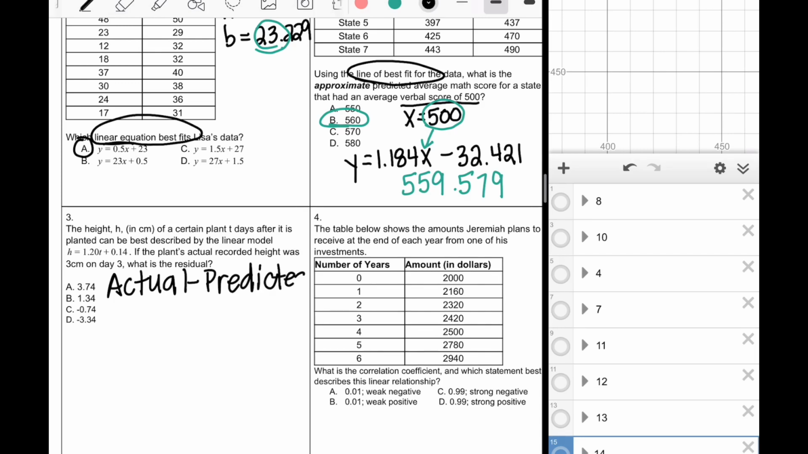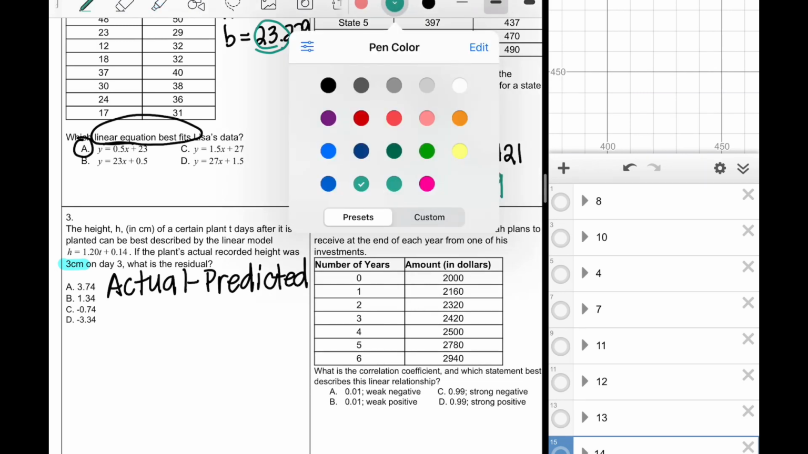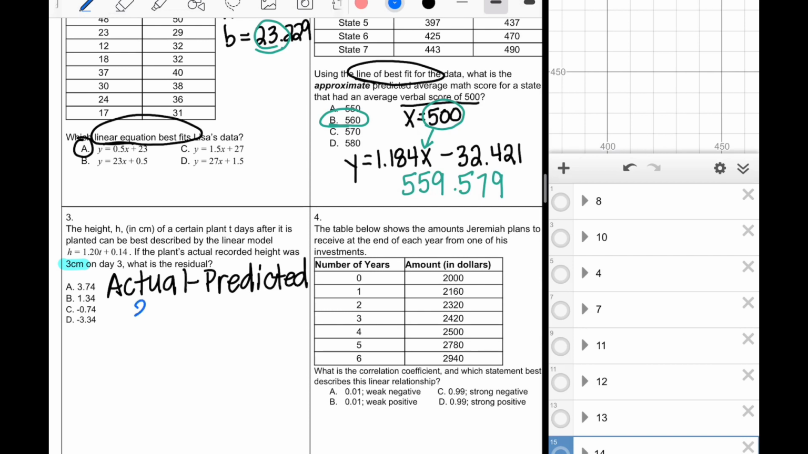All right, so a few things we've got to determine. Do we have the actual? Do we have the predicted? When I look at this problem, I can tell that I have the actual value. The actual recorded height after 3 days is 3 centimeters. So I know that my actual height of my plant is 3. What I don't have is the predicted value. The predicted value is what we're going to find using the best fit model.